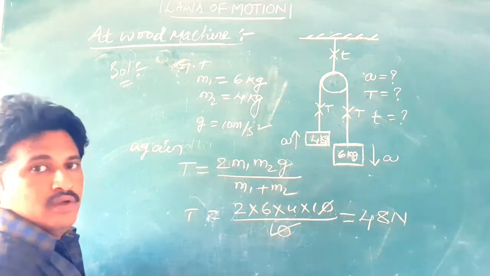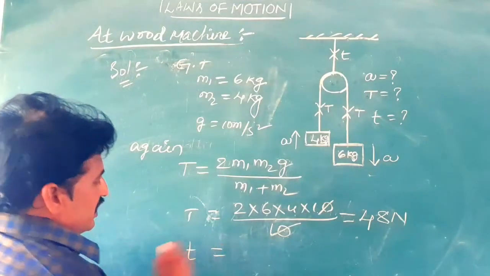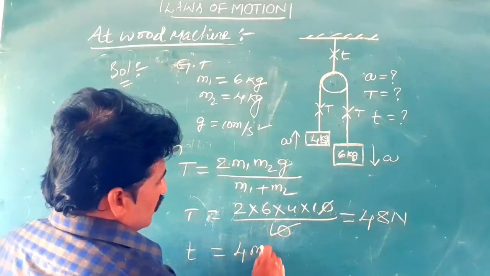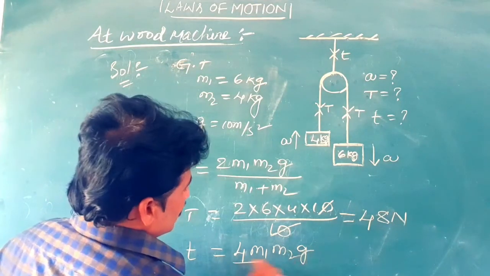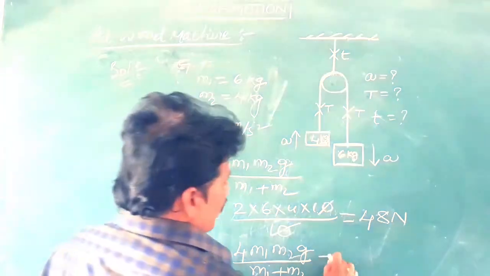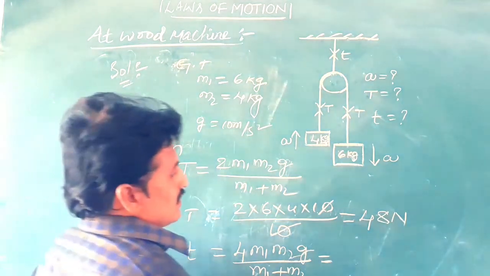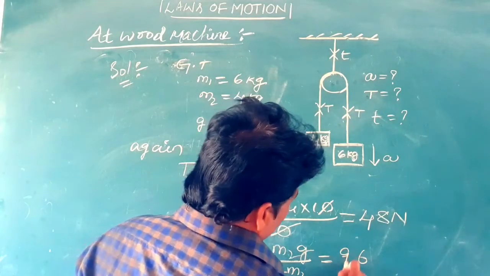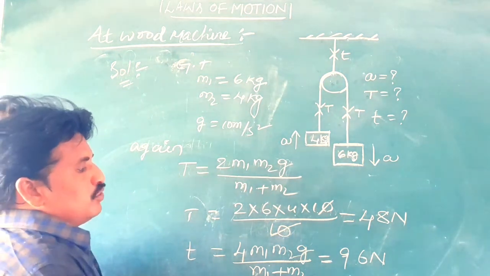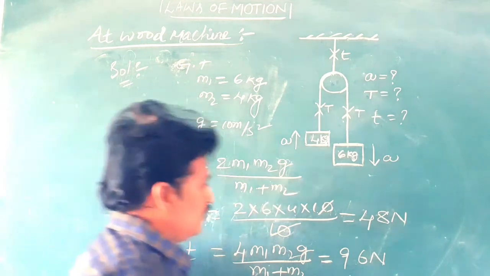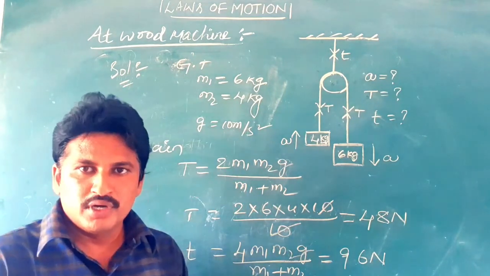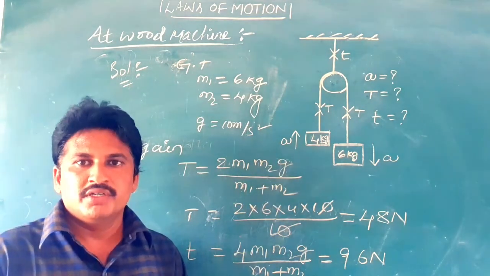Check this. Also small t is equal to 4 m1 m2 g by m1 plus m2. Substituting those values here, we get the result as 96 newtons. It can also be written as 2T, so small t is equal to 2T. I hope you understand the concept of the Atwood machine students. Thank you.